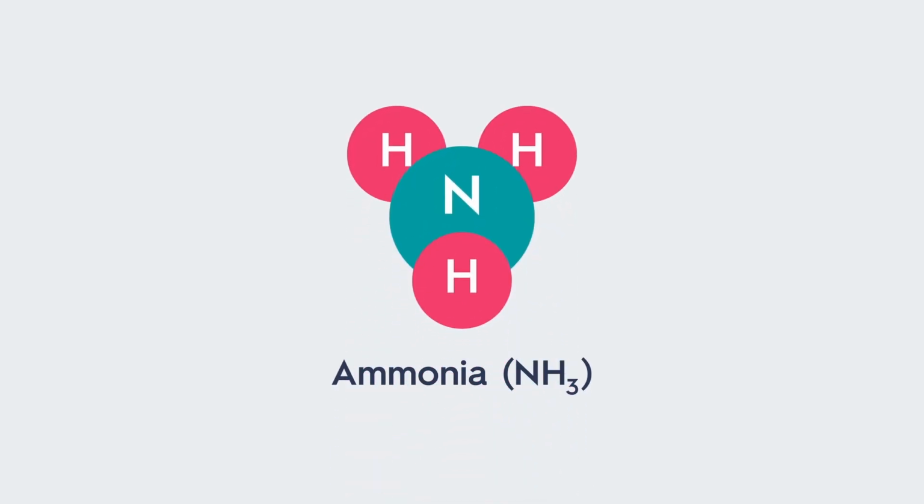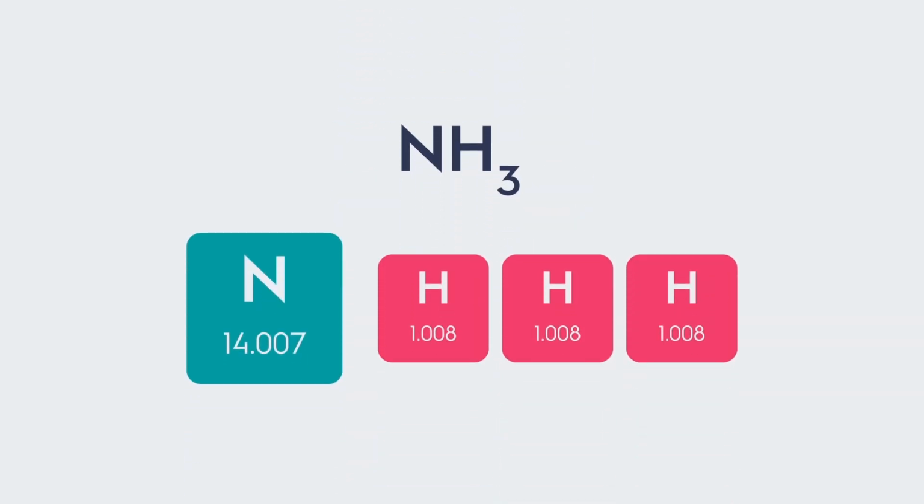Let's look at another compound. Take ammonia, made of nitrogen and hydrogen. One nitrogen has a mass around 14, and 3 hydrogens add up to about 3. So nitrogen to hydrogen by mass is about 14 to 3 in every pure ammonia sample.